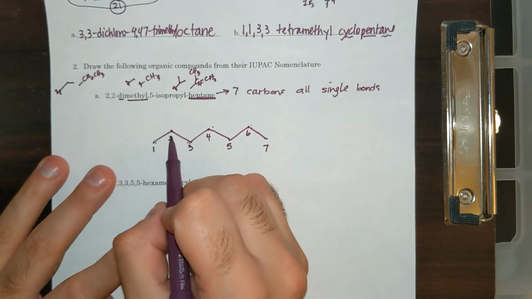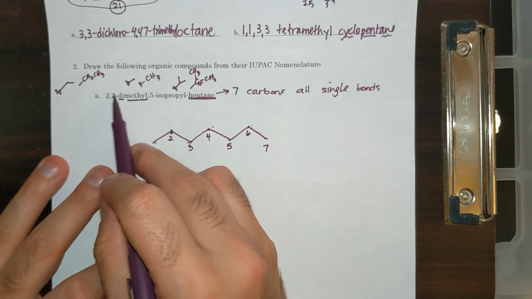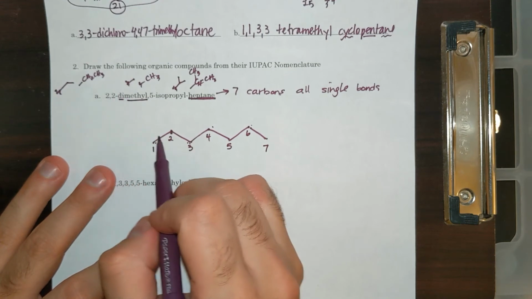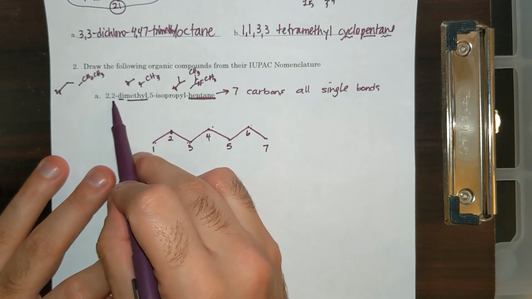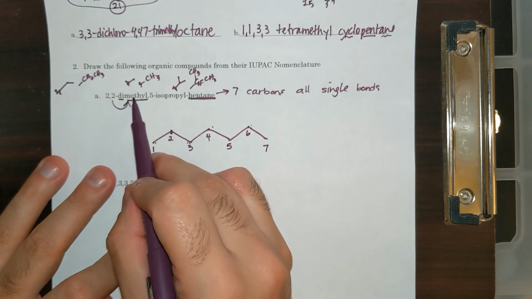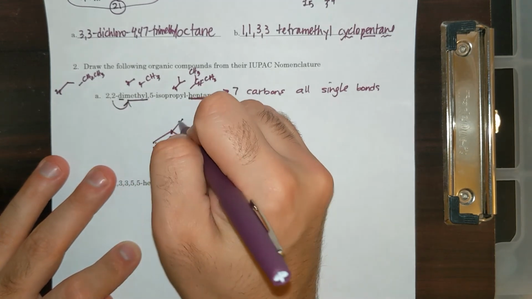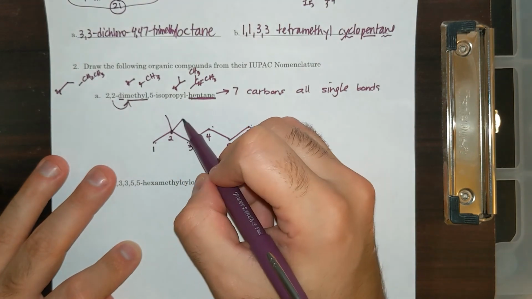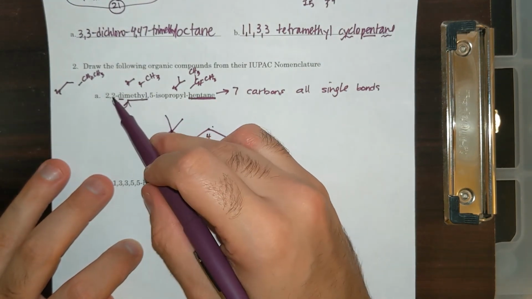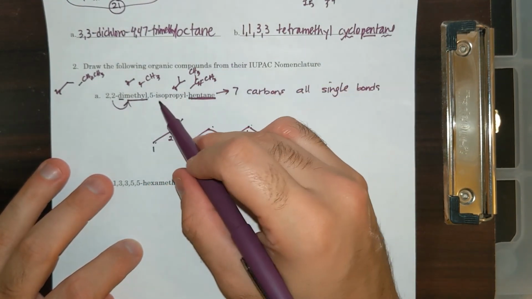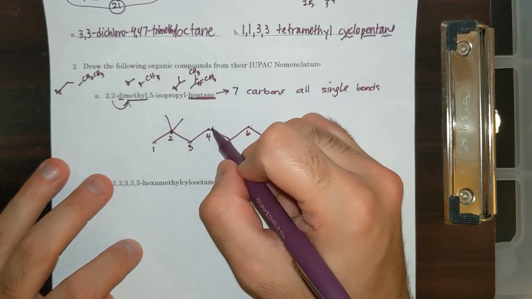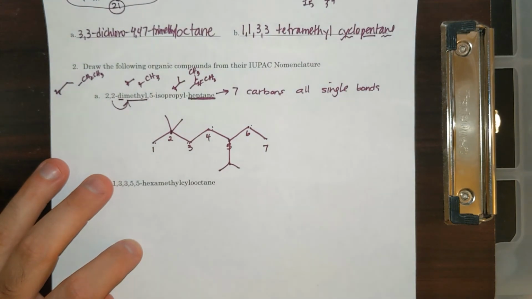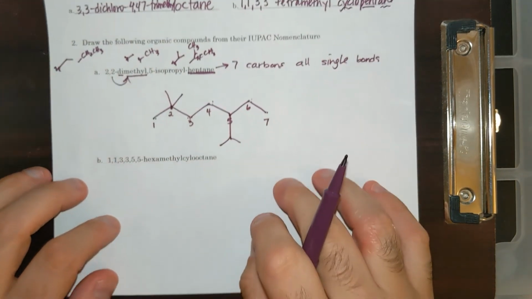1, 2, 3, 4, 5, 6, 7. On the second carbon, which is 2, it says 2, 2. That means I am going to have 2 substituents on the second carbon, and the 2 substituents are methyl, dimethyl. So 2, 2-dimethyl. There you go. 2, 2-dimethyl means I have 2 methyl groups on the second carbon. And then 5-isopropyl. 3, 4, 5. Isopropyl looks like a Y. Done.